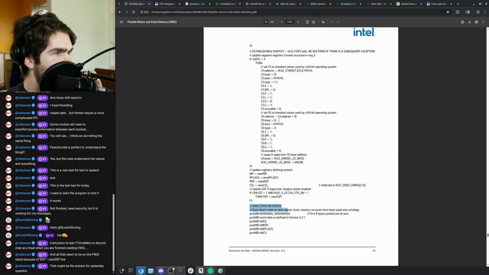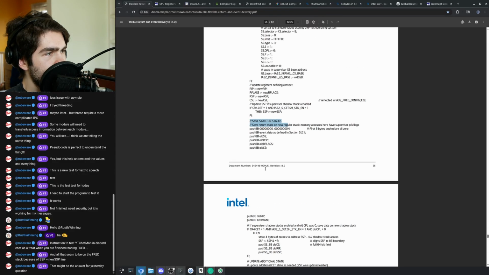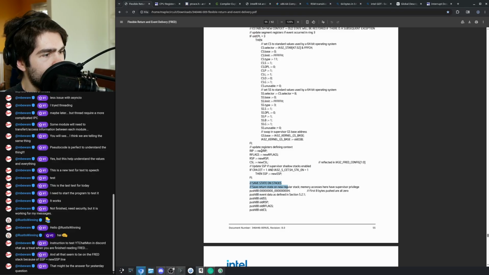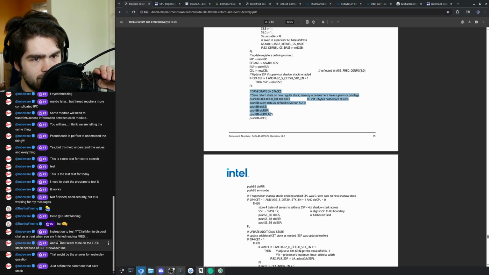Wait, we're currently outside of this thing. So essentially, what I'm getting from this is that no matter what, as long as we have a Fred transition, we will have that thing. I'll reread because my brain didn't register correctly, I think. And all that seems to be on the Fred stack because of SSP, the shadow stack pointer line. That might be the answer for yesterday's question, just before the comment that says save stack.